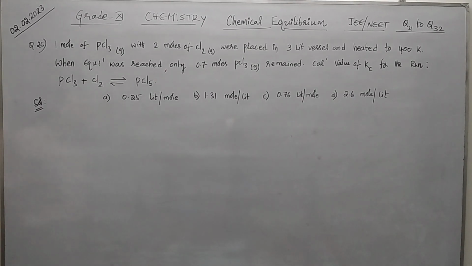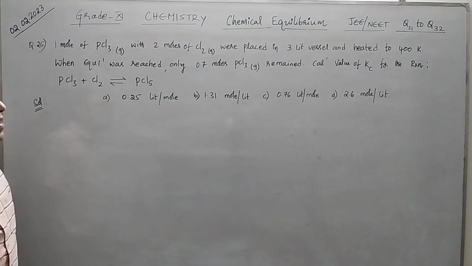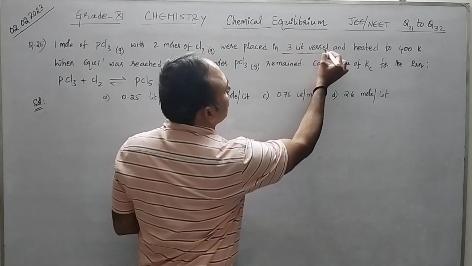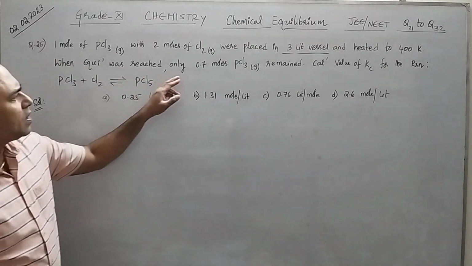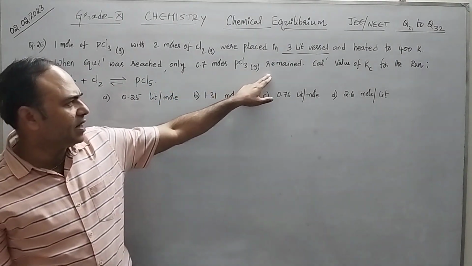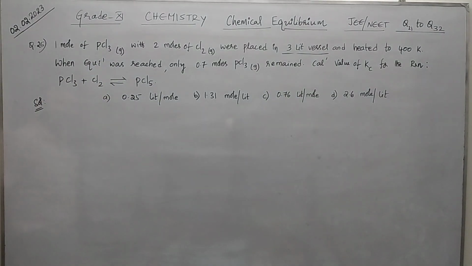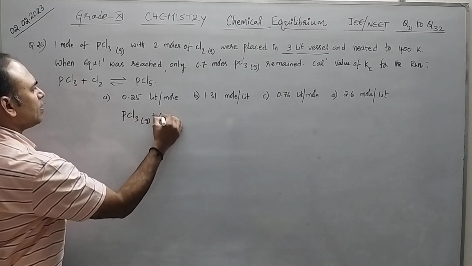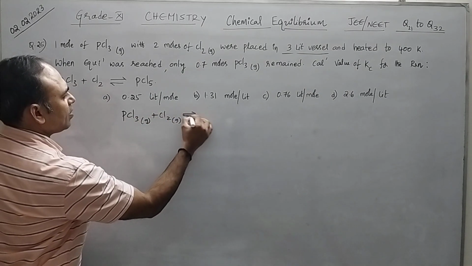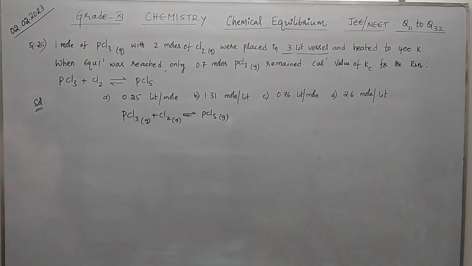Next, question number 25. 1 mole of PCl3 with 2 moles of Cl2 were placed in a 3 liter vessel and heated to 400 Kelvin. When equilibrium was reached, 0.7 moles of PCl3 remained. They are asking to find the Kc for this reaction. Now first and foremost, write the equation. PCl3 plus Cl2 gives PCl5.